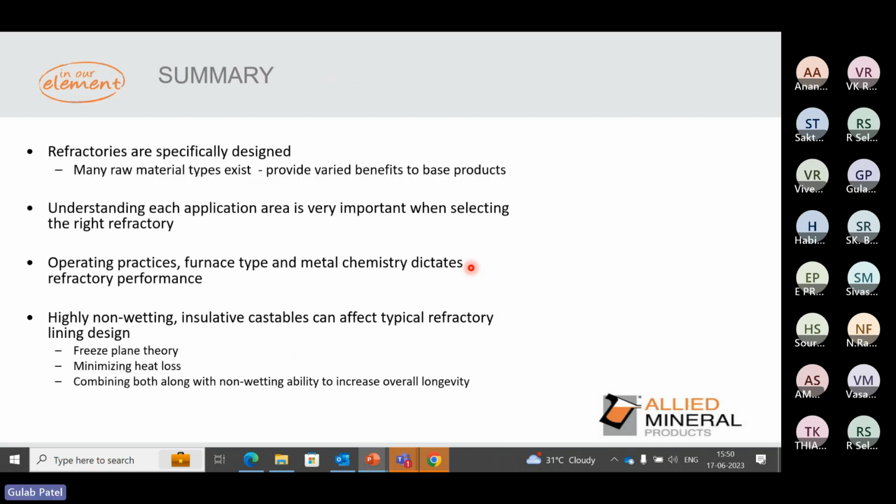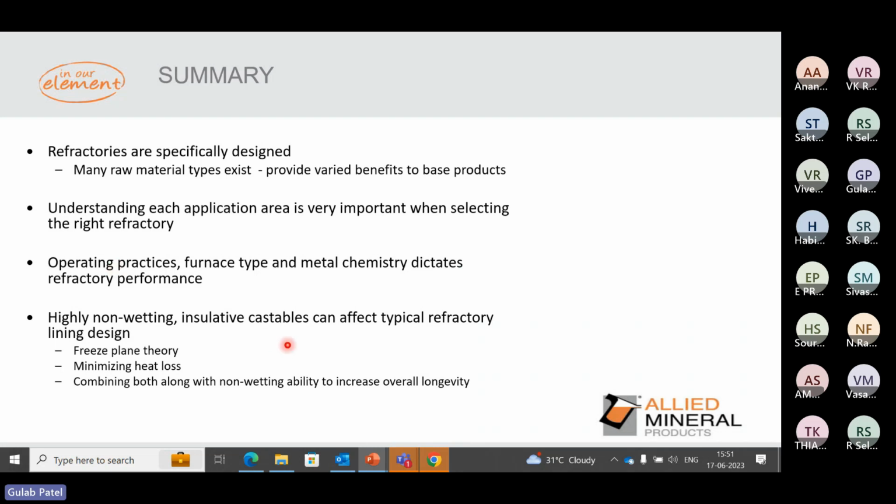So in summary, we can say that refractories are specifically designed. A lot of raw materials and additives are added, and then finally a product is manufactured. Understanding each application area is very important, as we have discussed for the different products and different areas. Operating practices, furnace types, and metal chemistry dictate the refractory performance. Highly non-wetting insulation castable can affect typical refractory lining design.